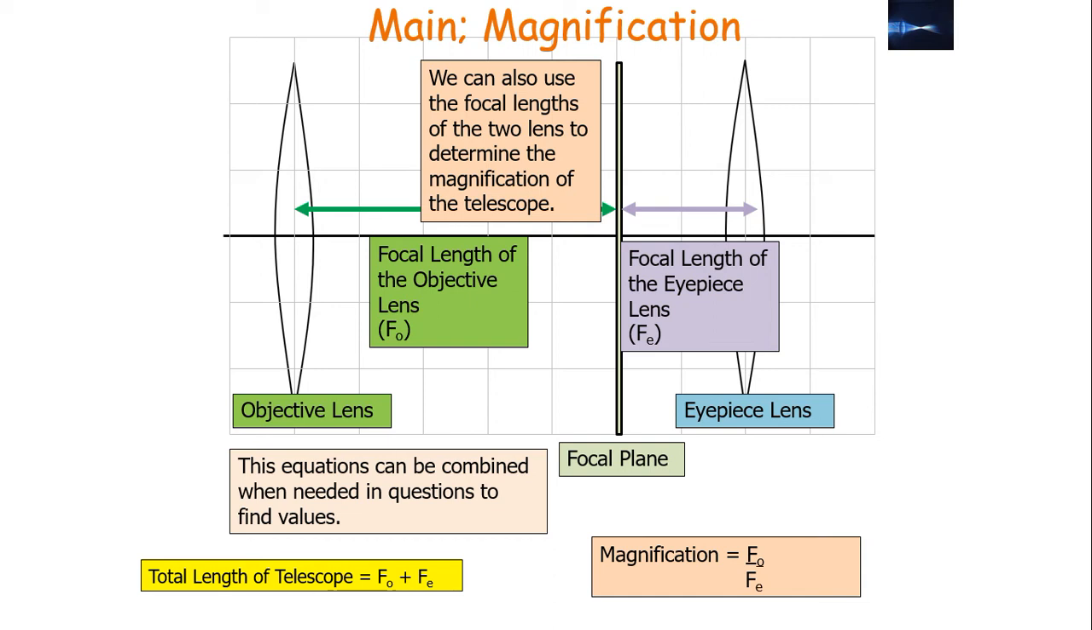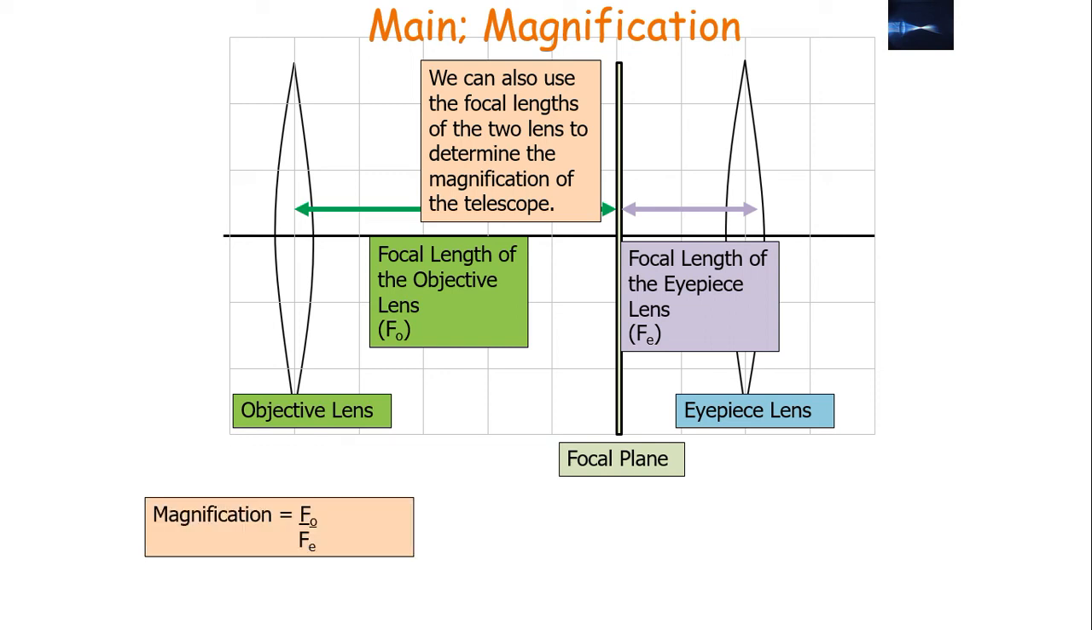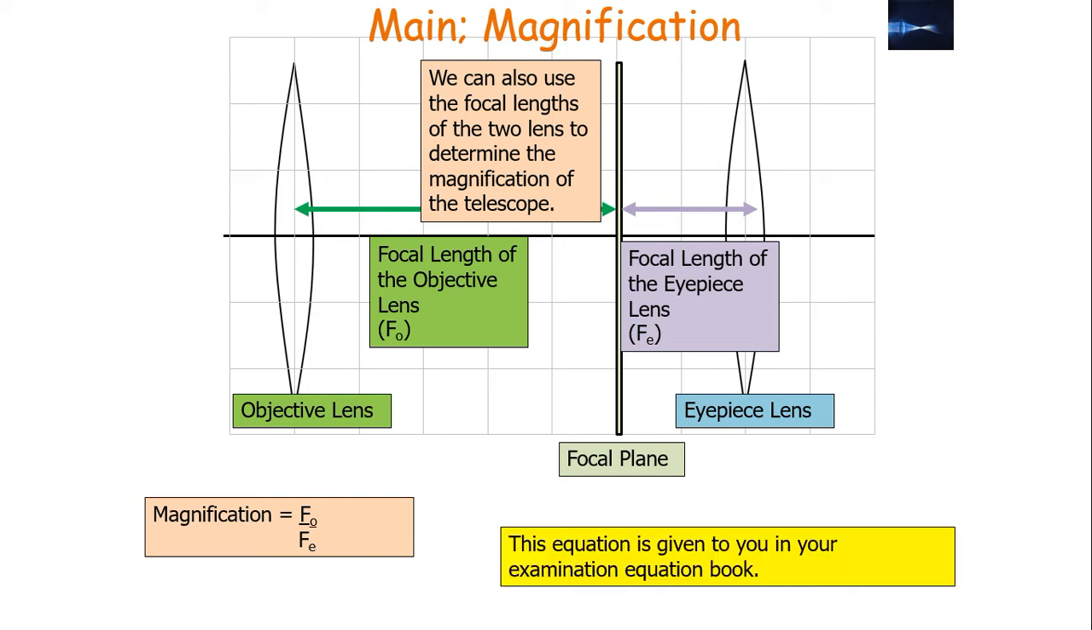So just be aware of that, because total length equals FO plus FE, whilst magnification equals FO divided by FE. Now, when we're using these particular focal lengths to determine the magnification of the telescope, we need to note a couple of things. As this equation is given to us in our examination book, we should be able to use this equation in your examination.